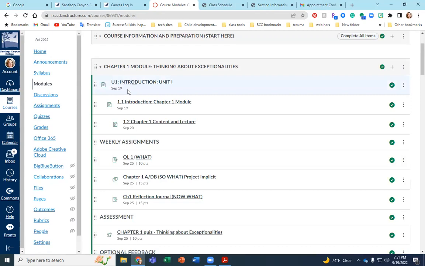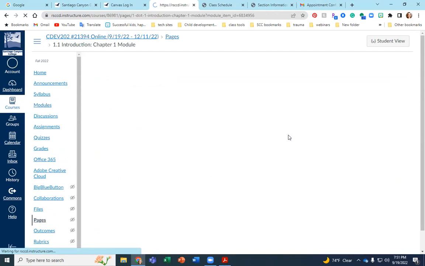So every unit, I have a unit introduction. Who cares? It's just going to say these are the chapters in your unit, which is nice. Again, this setup is kind of suggested by the state chancellor's office. That's why I follow this format. 1.1 introduction. It literally says, welcome to chapter 1.